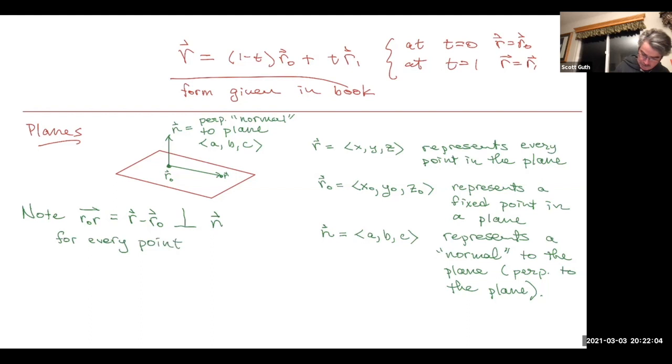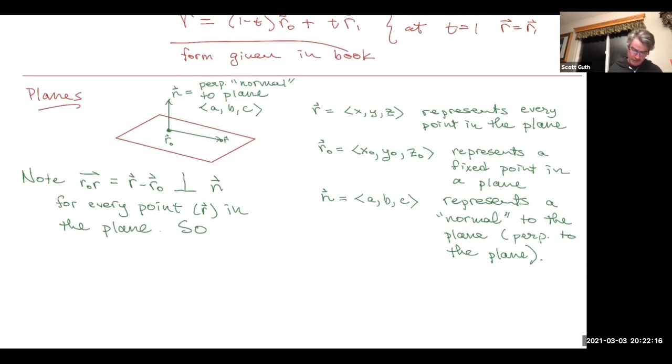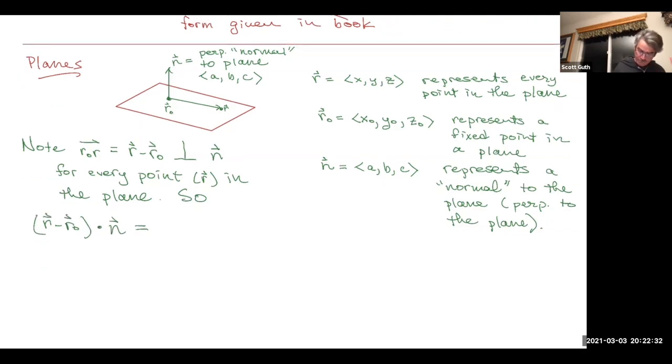Now the point is going to be R in the plane. Okay, so I should be able to take a dot product. If I do R minus R naught and dot that with N, what should I get? Zero. This is equal to zero for all points in the plane. And so that's the equation of the plane.